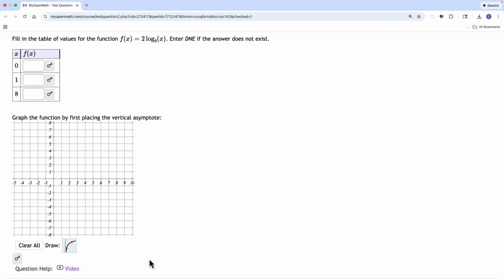Let's take a look at our problem from MyOpenMath. This question asks us to fill in the table of values for the function f of x is equal to 2 times log base 8 of x. We'll enter DNE if the answer does not exist. The first thing we need to do is evaluate our function at the values of x equals 0, 1, and 8. Let's go ahead and do that now.